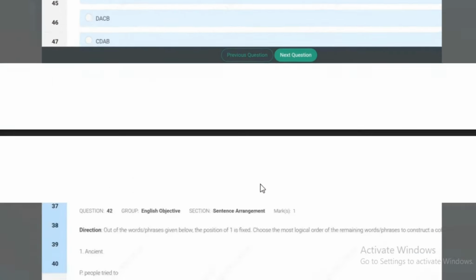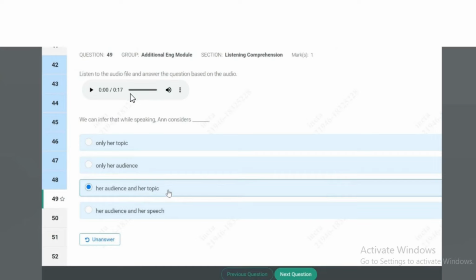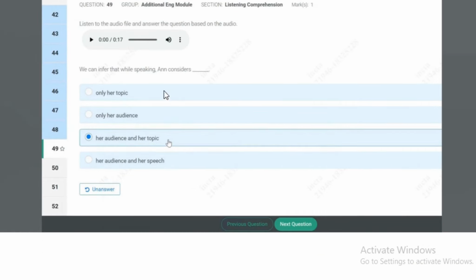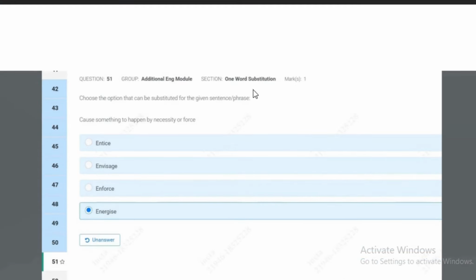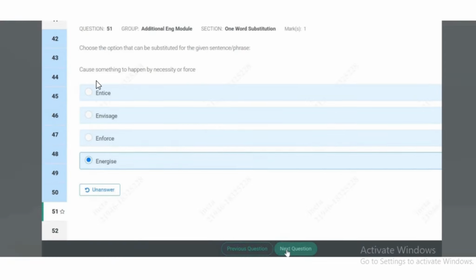You have an audio of about 17 seconds or so. You have to listen to that audio. Based on that audio, you can answer the following questions after listening to it. So you have to choose the option according to the question after hearing this audio. So you have a few questions on this model, and also one word substitutions is the next section.